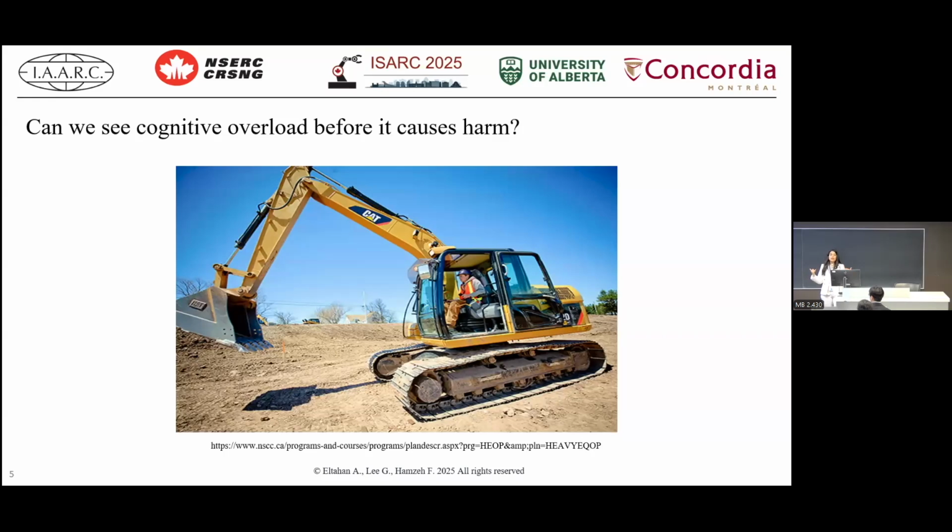But what if we can actually measure this in real time to allow for timely interventions? And thankfully, our scientists developed something that can actually measure cognitive load in real time. And this is where this research comes in.